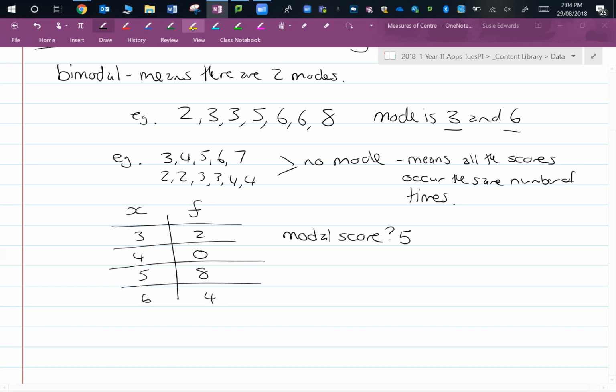Now, just to be aware, the highest frequency is 8, but what that's actually saying is there are 8 5s. Where people get lost in a table is that they assume that that number is the mode, but actually the score is the mode. The frequency is just saying how often it occurs, because this table is just saying I've got a list of numbers. 3's there twice, 4's not there, 5's there 8 times, and 6 is there 4 times.